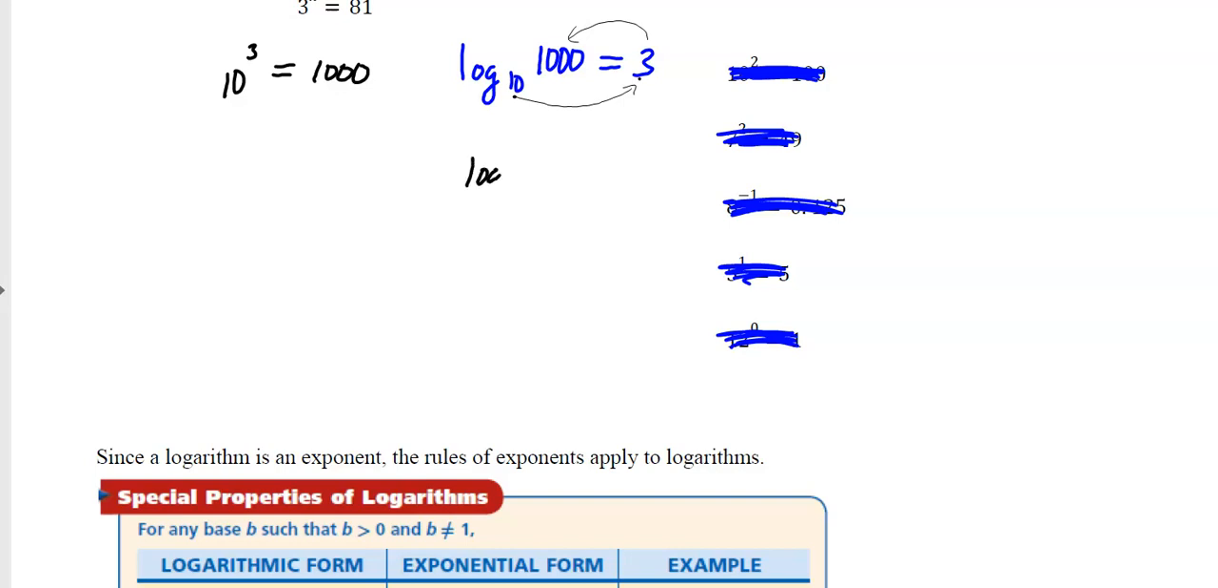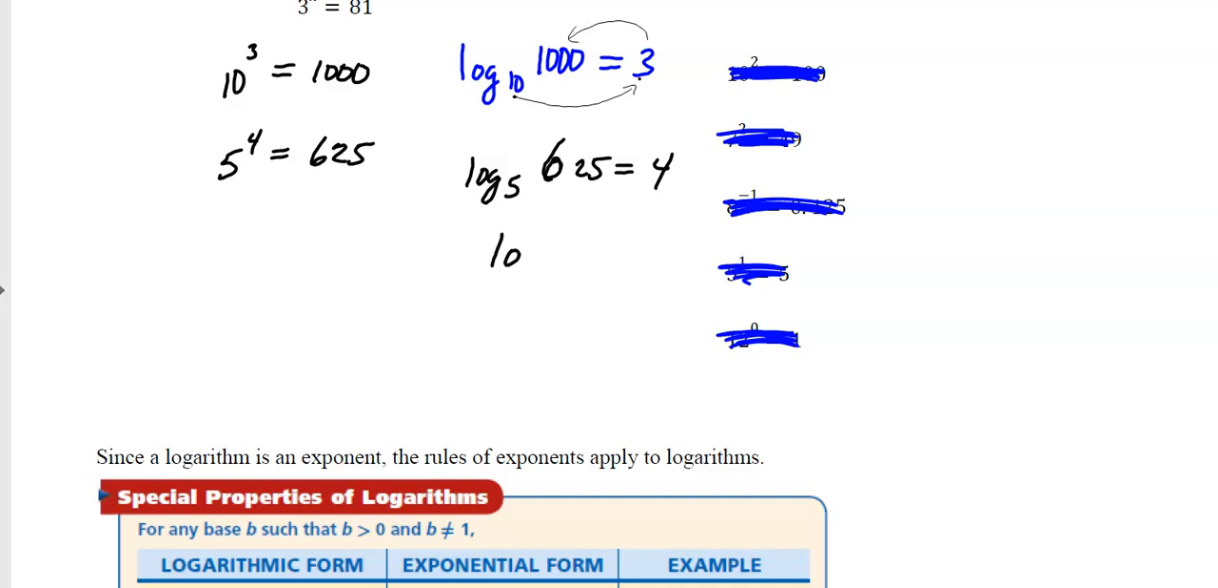So we have log base 5 of 625. Can't read my writing here. Equals 4. If I was going to write this one in exponential form, I would say 5 to the 4th equals 625.